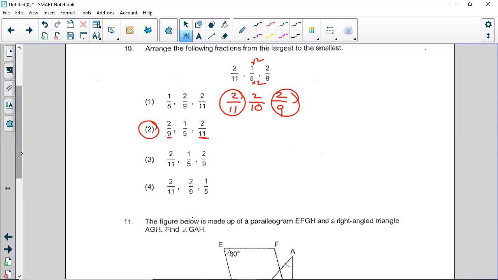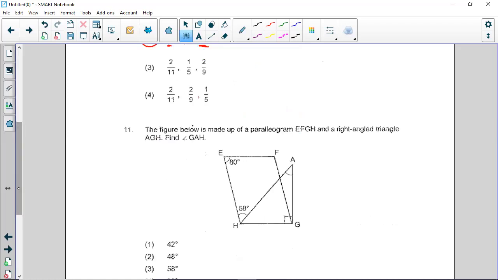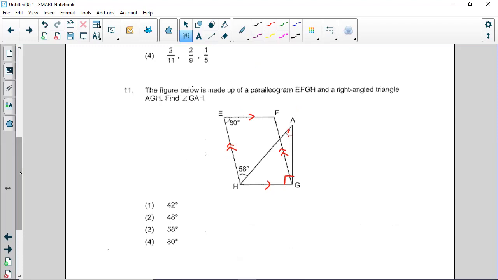No question, right? Okay, then let's move on. Question 11, the figure shows a parallelogram. You will need to mark out the arrowheads to look for the important property. There are some important properties which are related to parallel lines. And there's a right angle triangle, which is 90. So find angle GAH. Put the question mark there. Don't care about the question mark for now. Look for other angles you can find. For example, this is 80. So the opposite angle here must also be 80, right?